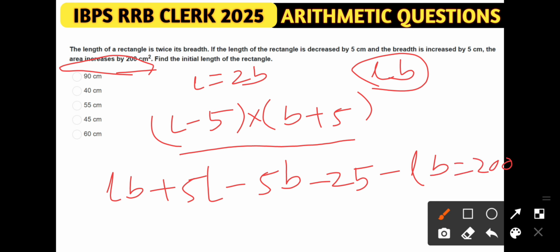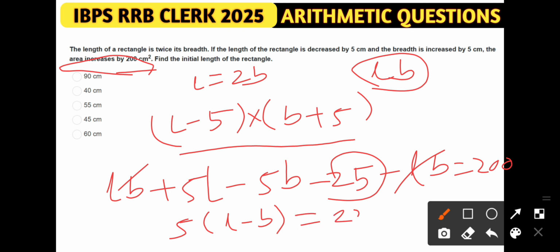This is given. Now LB and LB cancel. If we take 5 common, L minus B, and this minus 25 goes to the other side with positive. We have 225, so 5 times 45. L minus B value will be 45.